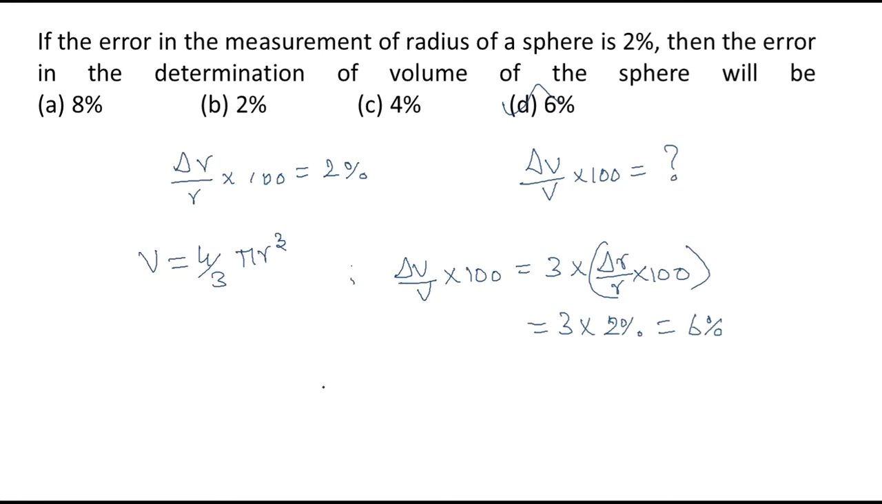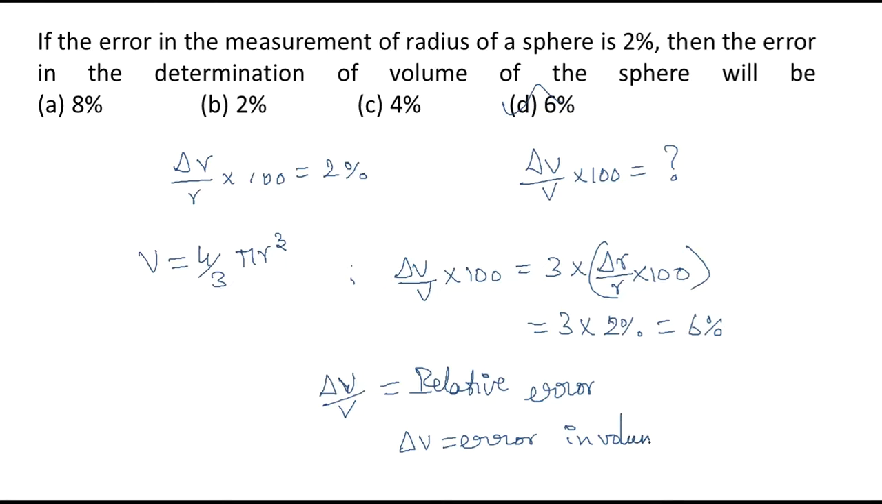If they ask about relative error, we have to find del V by V only, not into 100. If they ask about only the error, we have to find del V only, the error in volume. In that case they should give V, or else we have to find V from this formula.